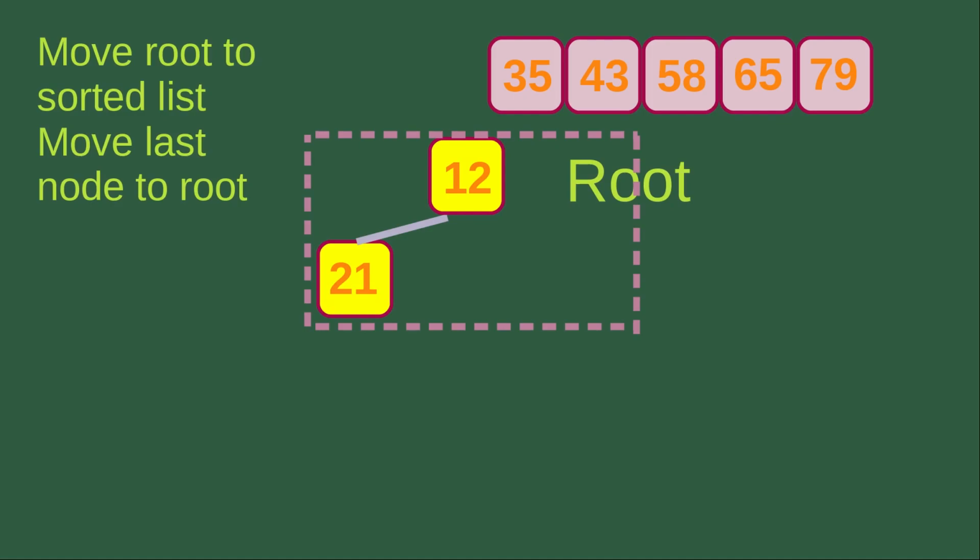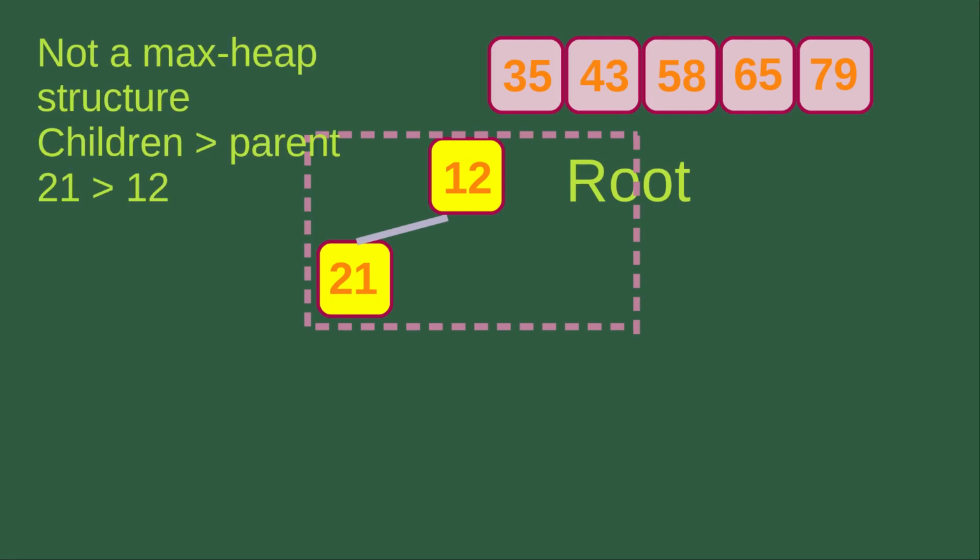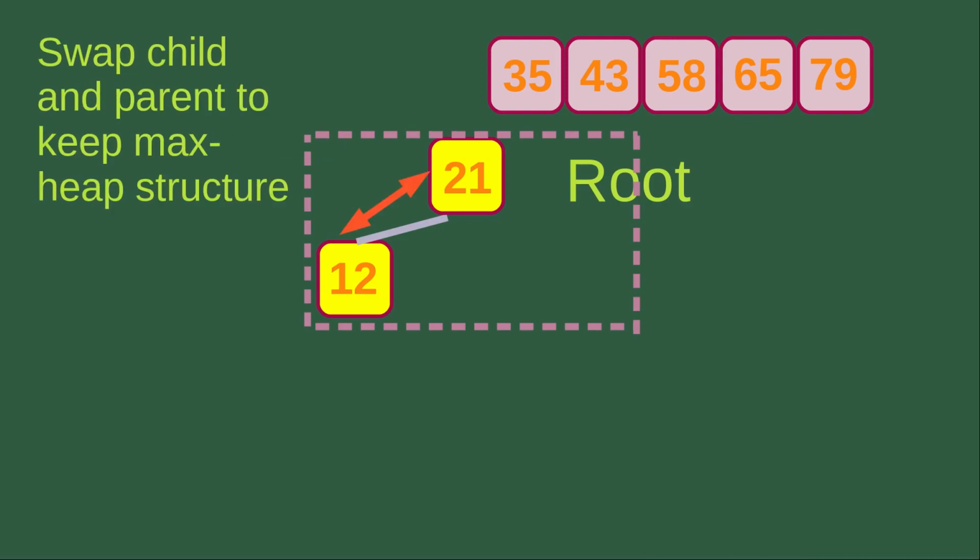only 2 elements left. Now we need to check whether we can still maintain the max heap structure in this case. But we can see that the child is now larger than the parent. So 21 is larger than 12. So now we need to do the swapping so that 21 is larger than 12, and 21 becomes the parent and 12 becomes the child.